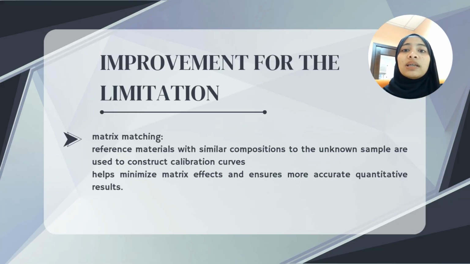To address the limitations of LIBS, several strategies can be employed to improve performance and accuracy. One effective approach is matrix matching, where reference materials with similar composition to the unknown sample are used to construct calibration curves. This helps minimize matrix effects and ensures more accurate quantitative results.